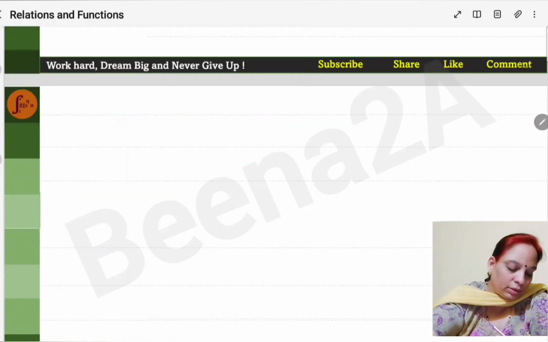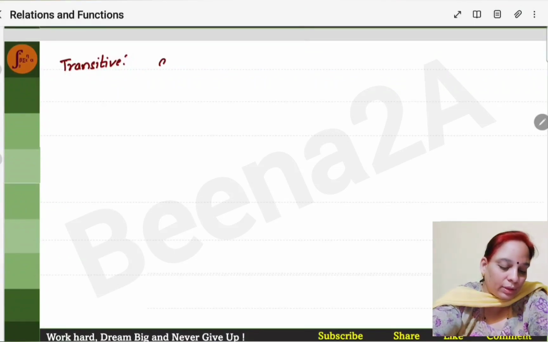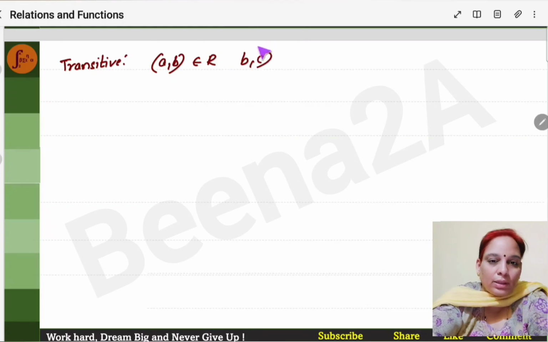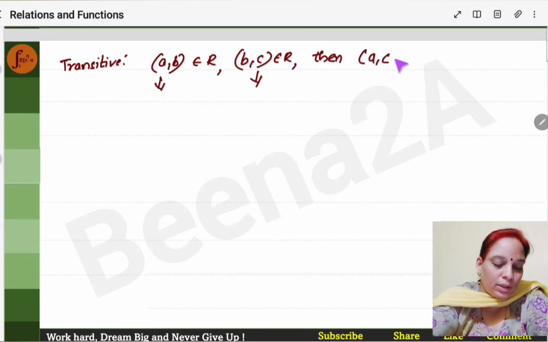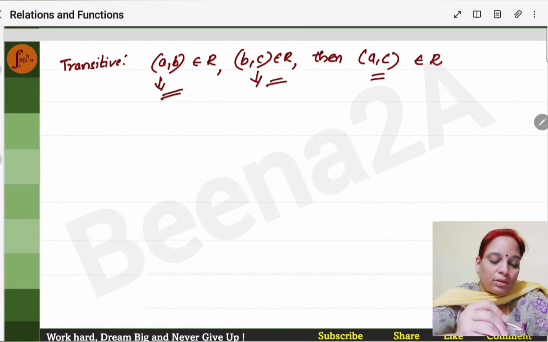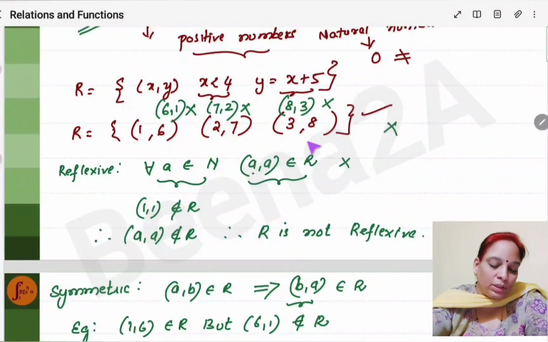The next one is transitive. What is the condition for transitive? If A comma B belongs to R and B comma C belongs to R, then it implies that first element and fourth element, that is A comma C belongs to R. Now we should check if this condition is applicable. So A comma B belongs to R. So you have only these three ordered pairs, 1 comma 6, 2 comma 7 and 3 comma 8.